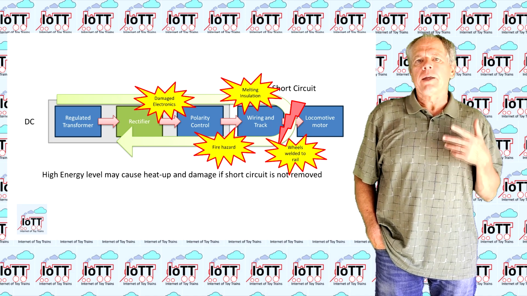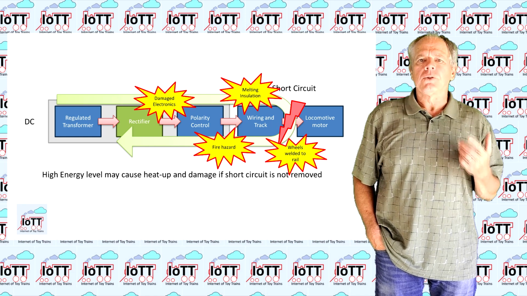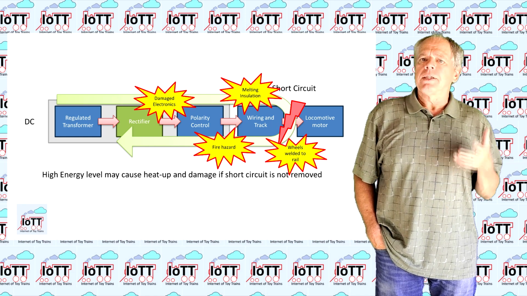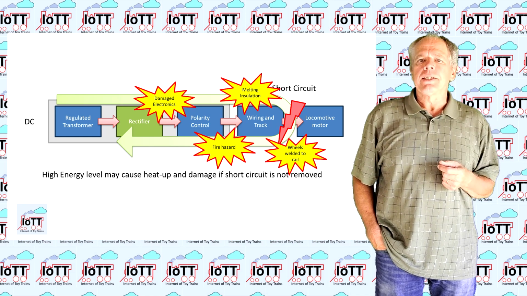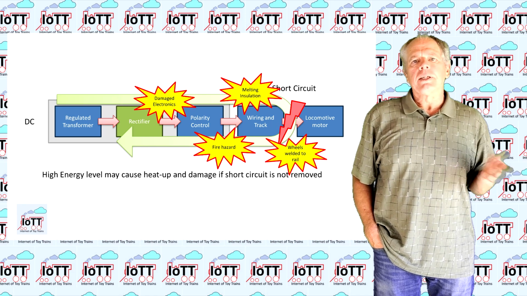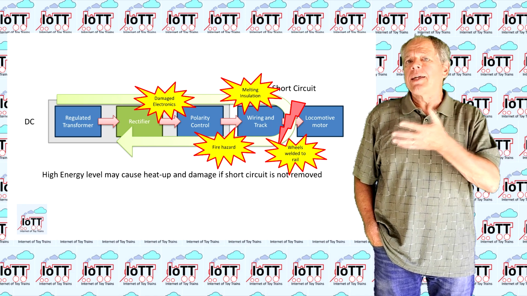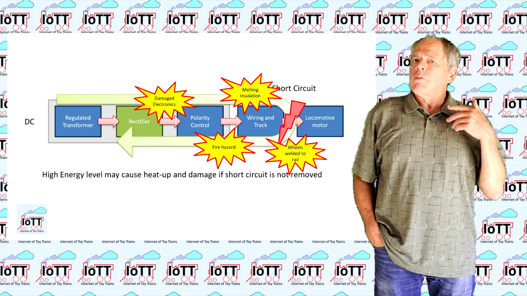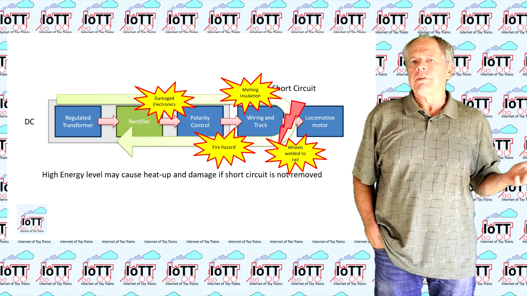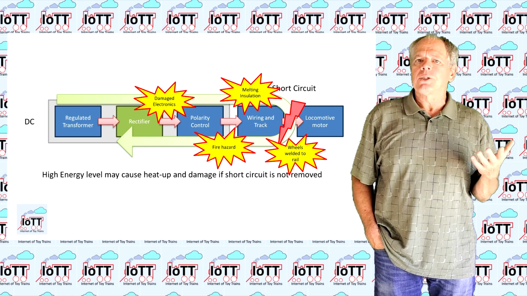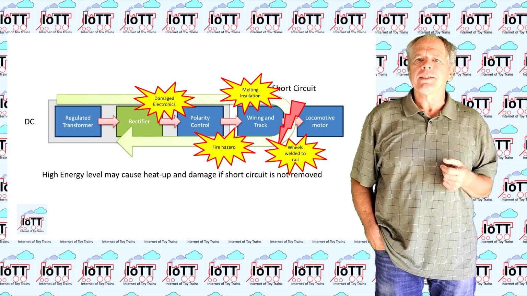This current flow can pump a lot of energy into the system, which can result in damages if the short circuit is not removed. Typical results could be some thin wires heating up or some wheels welded to the track. To prevent that from happening, there needs to be a weak link somewhere in the circuit.